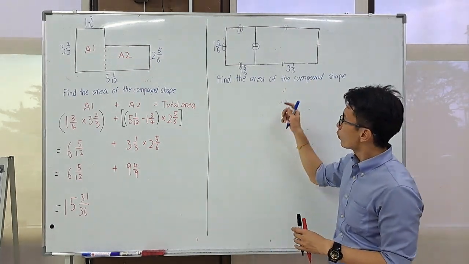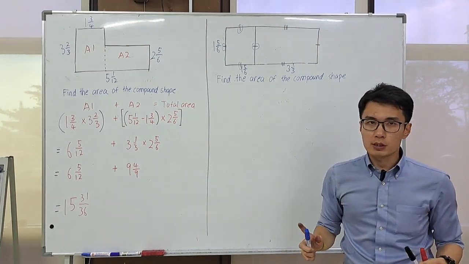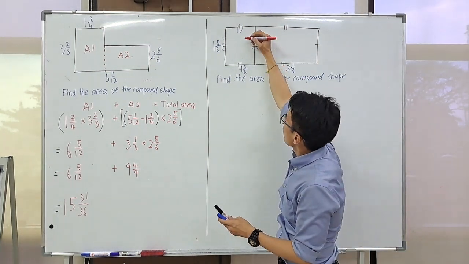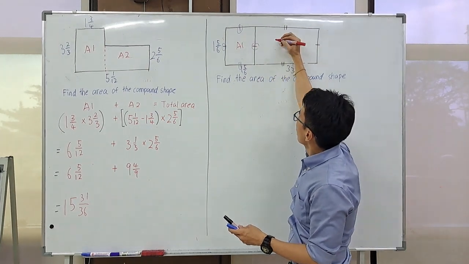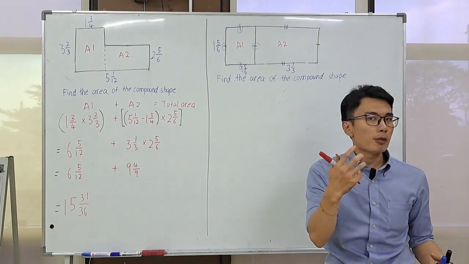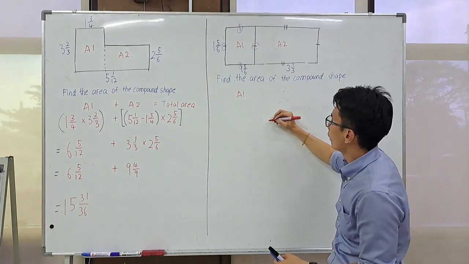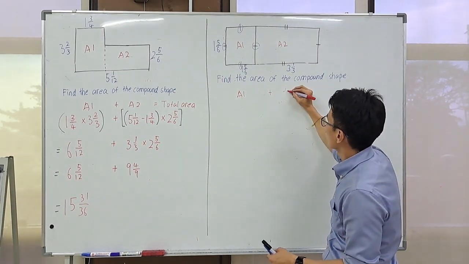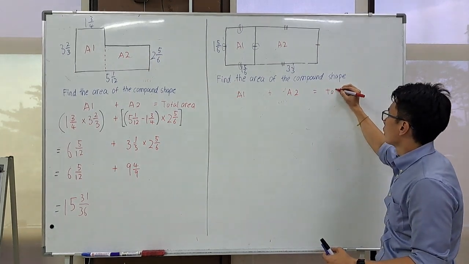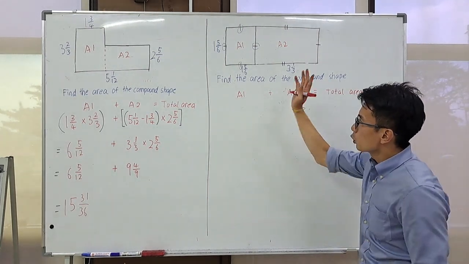Before we work out the area of the compound shape, let's form an equation first to understand what's going on over here. If I have this area and this area added together, that will give me my total area. So I'm going to write this down: area 1 plus area 2 gives me my total area.